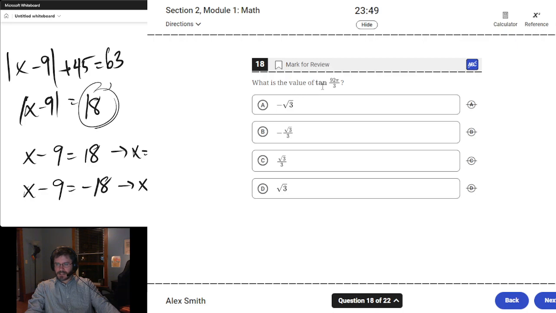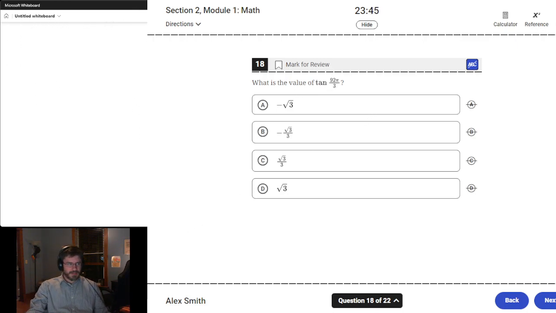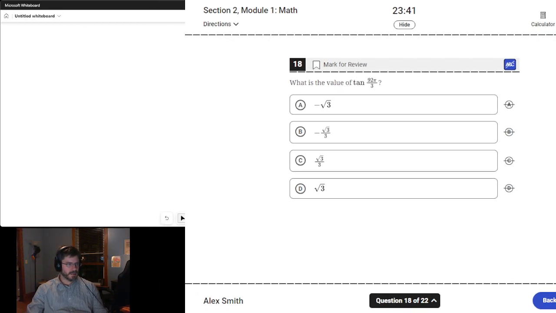What's the value of tangent of 92 pi over 3? Okay. Some unit circle stuff getting thrown in here. I'm going to go ahead and squish that over, get some more room here. So tangent of 92 pi over 3.